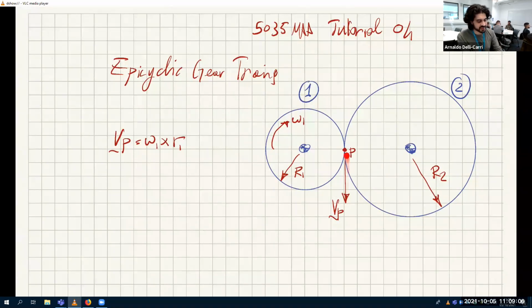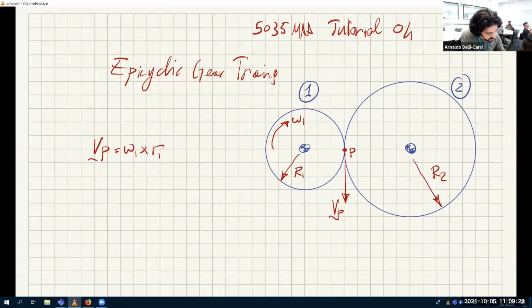But we also know that the kinematic relationship is that this point here, which is the only point in common between these two gears, has a single speed. So the velocity of this point is the same if you look at this gear or if you look at this gear. Now, how do you explicitate the velocity of a point?